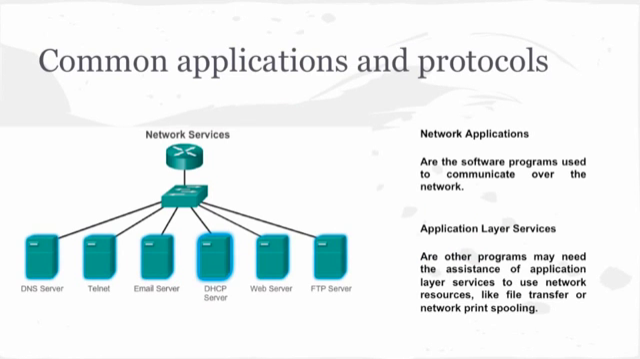The network is only as useful as the applications that are on it. There are two forms of software programs or processes that provide access to the network: network applications and application layer services. Network applications are the software programs used to communicate over the network. Email clients and web browsers are examples of this type of application. Other programs may need the assistance of application layer services to use network resources, like file transfer or network print spooling.